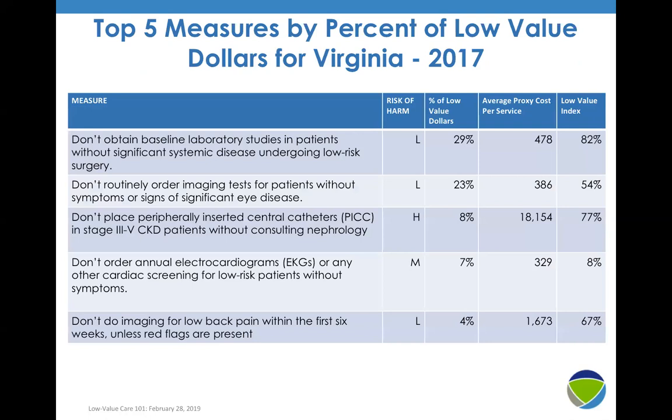So here you'll see the top 5 measures that we had, and this is by cost, and it's a proxy cost, but this is by cost. The thing I want to draw your attention to here is that first one. If you remember Mark's list of the National Task Force top 5, our number 1 is their number 1. This is the labs for low-risk patients before low-risk surgery. This is a big one, and this is the one in Virginia that we really are going to focus on. Next slide.